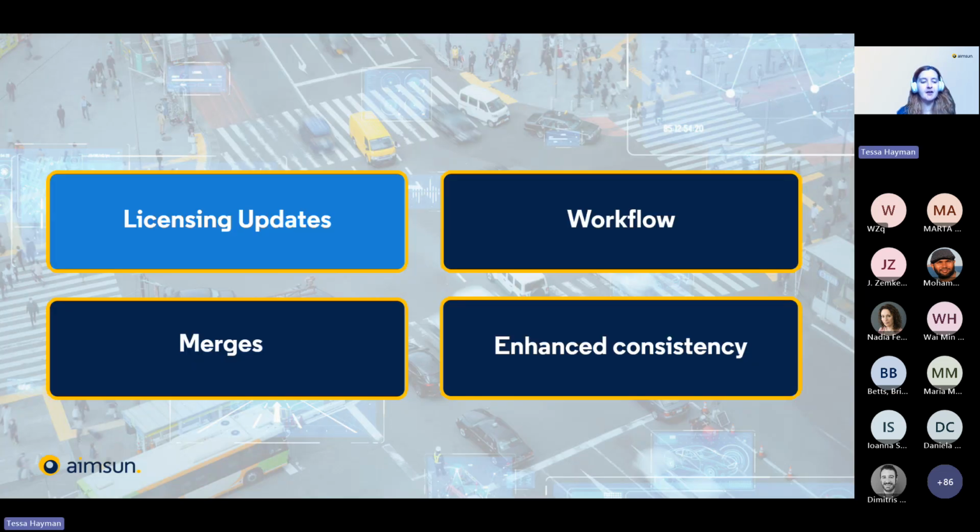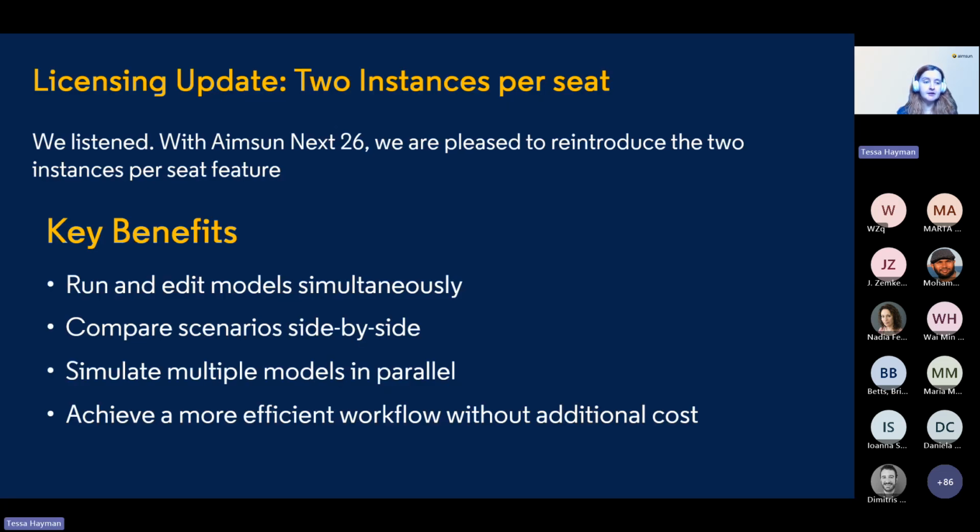All right, first, licensing updates. So we listened. So with Aimsun Next 26, we are going to reintroduce the 2 instances per seat feature. If you haven't been using Aimsun Next previously and you don't know what I'm on about, then please carry on listening. The key benefits of this are that you can run and edit models simultaneously, compare scenarios side by side, and simulate multiple models in parallel. Hopefully all of these will give you a more efficient workflow without additional cost.